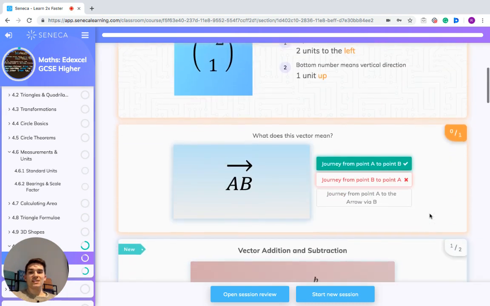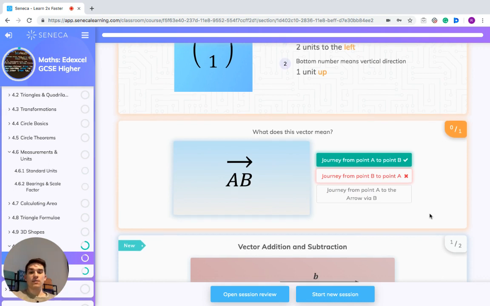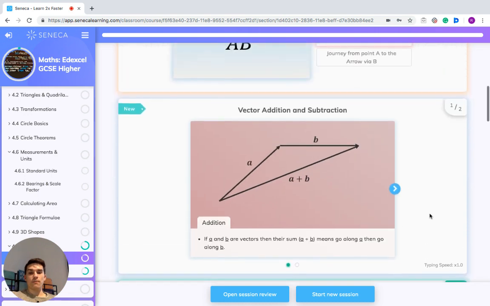And if we've got a vector with a capital A and a capital B, with an arrow over the top that goes from A to B, that tells us that the vector makes a journey from A to B.